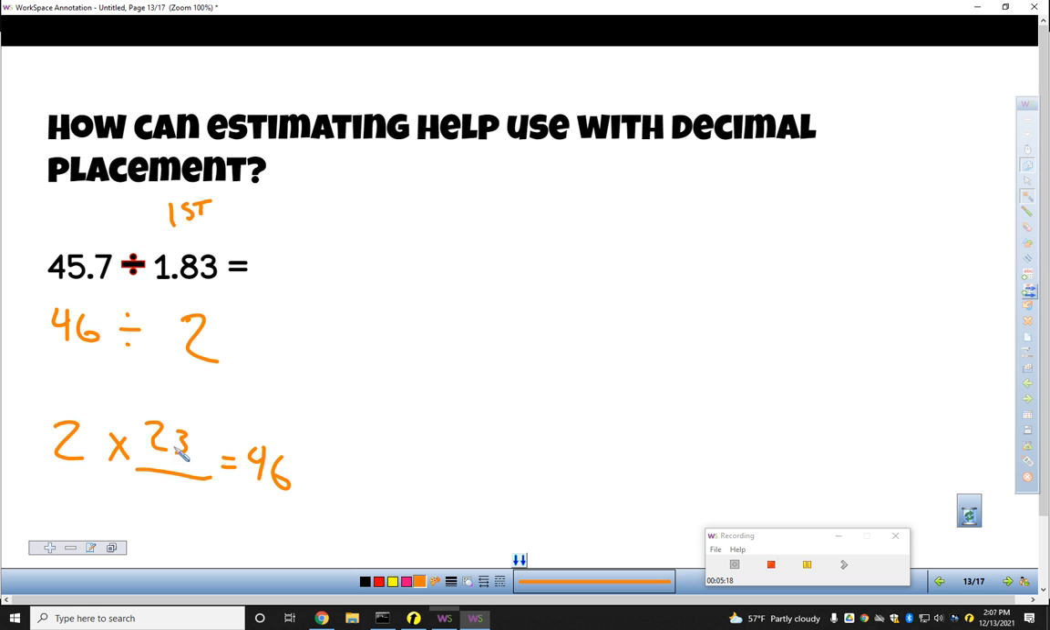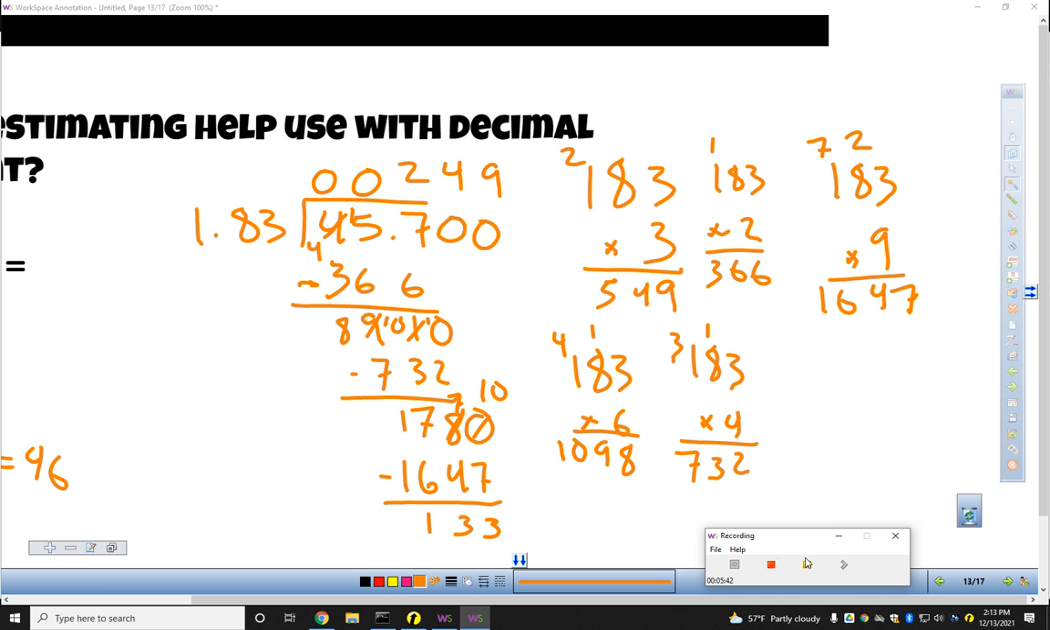So, okay. Now I need to solve this problem. Pause the screen and try it if you can, but I'm going to solve it by ignoring the decimal points. 457 divided by 183. I'm going to pause the screen myself and show you my work. Okay, here is my work. This particular problem does not divide evenly, so I've chosen to stop here with 3 digits.